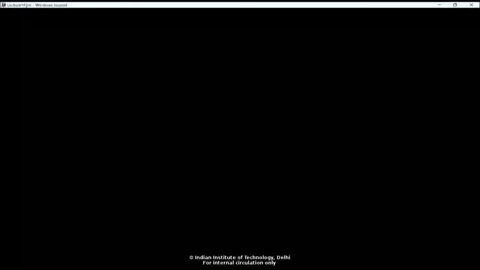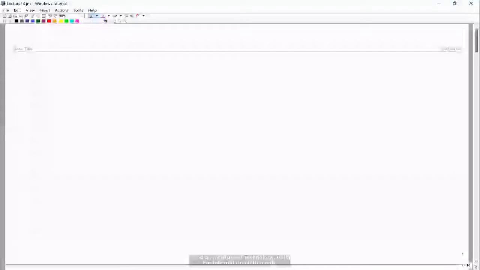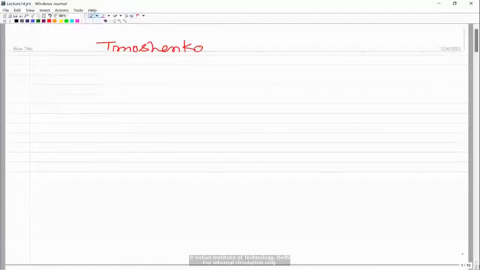So yeah, I'm going to start with the Timoshenko beam, basically frame finite element. So I'm combining the two together. It's actually a frame element rather, but based on Timoshenko beam theory. So, Timoshenko beam slash frame finite element.